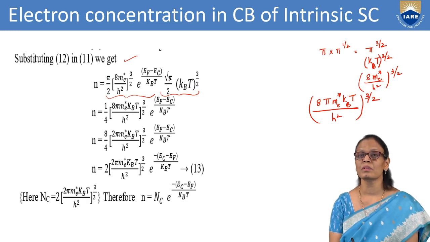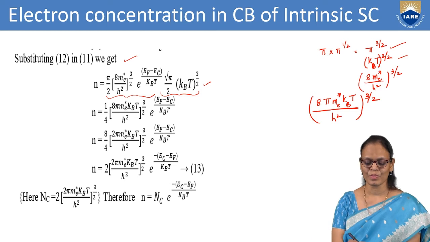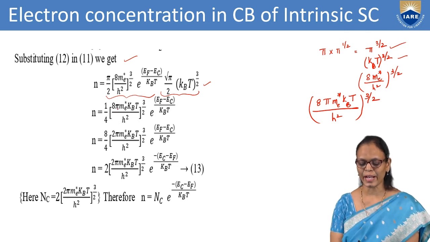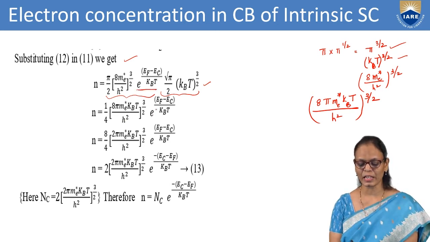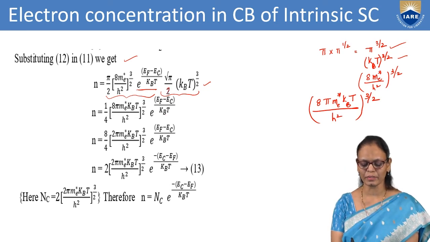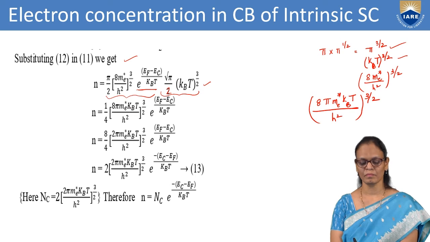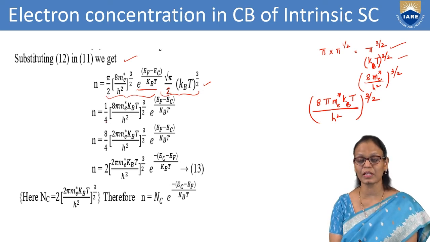Pi into root pi is pi power 3 by 2, kBT power 3 by 2 we have. So 8 me by h square power 3 by 2 is there. So everything we are combining and writing it as 8 pi me star kBT by h square power 3 by 2, and we are left only with this. So we are writing e power EF minus EC by kBT in the denominator. In the denominator, we have 2 here and 2 here. So 2 into 2 is giving us 4.